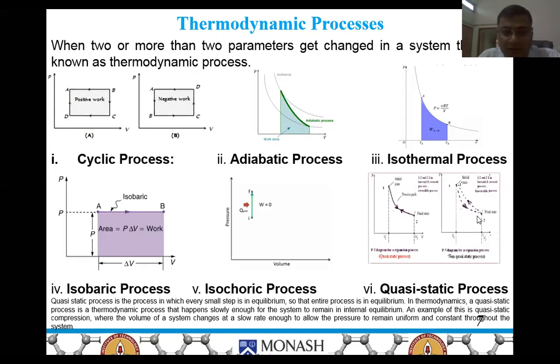So quasi-static process is the process in which every small step is in equilibrium, so that the entire process is in equilibrium. And in thermodynamics, a quasi-static process is a thermodynamic process that happens slowly enough for the system to remain in internal equilibrium. And an example of this is quasi-static compression, where the volume of a system changes at a slow rate enough to allow the pressure to remain uniform and constant throughout the system.